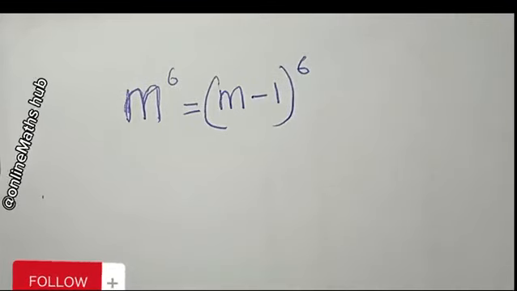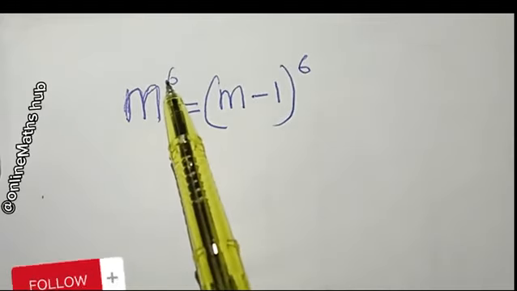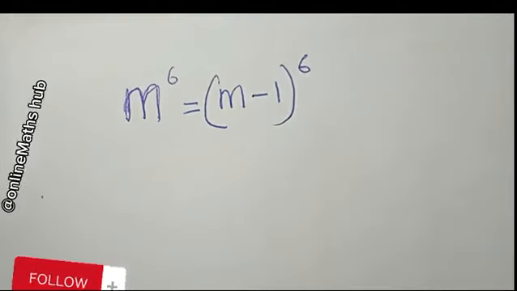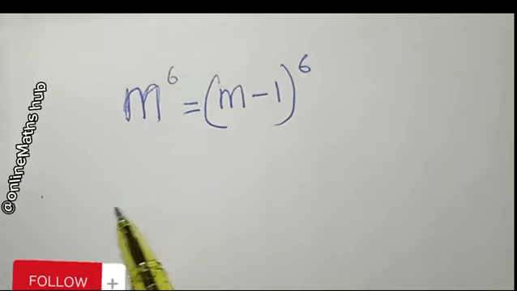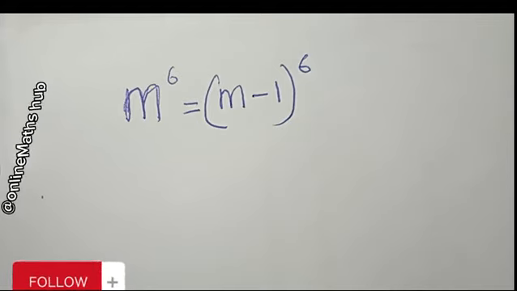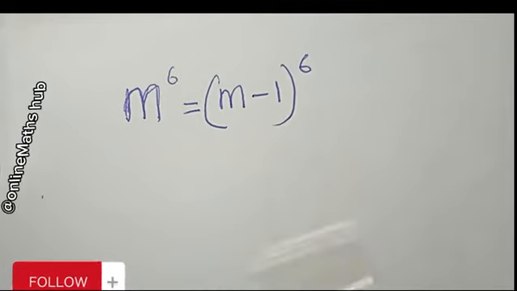We are going to be solving this problem right here. And so what we have here is m power 6 is equal to (m minus 1) all power 6. We want to find out the values of m that actually satisfy this equation. This is an Olympiad math problem, and so you want to make sure you actually understand how you can solve this kind of problem whenever you come across it. And of course I'm going to be guiding you as we proceed in this video.